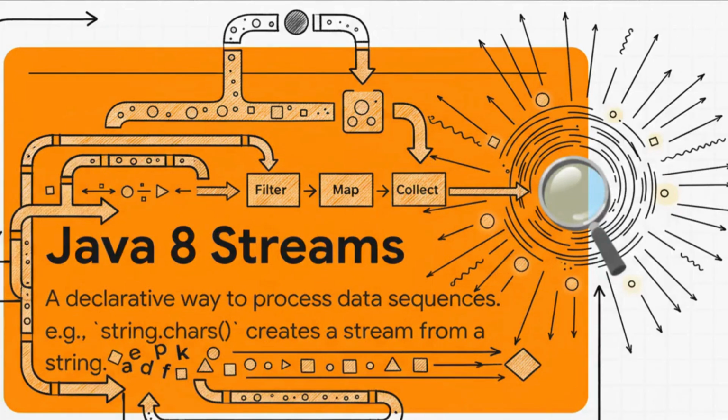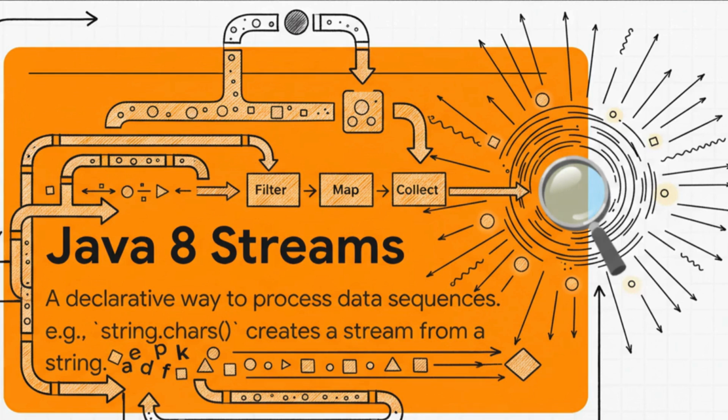And then there are streams. If the for-each loop was a power drill, streams are like a full-on assembly line. This is a totally different way of thinking. It's declarative. You're not writing a loop, you're building a pipeline of operations. You just describe what you want done: filter this, transform that, collect the results, and Java figures out the how.